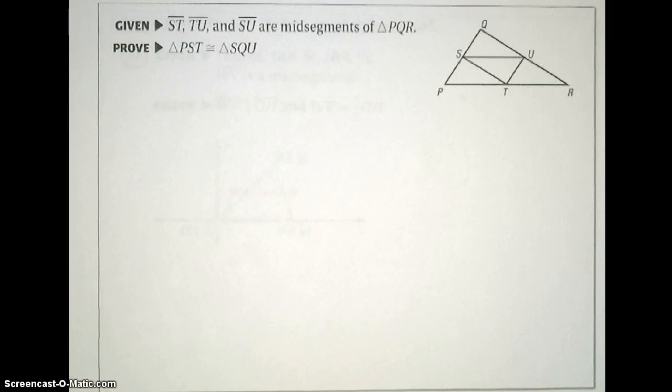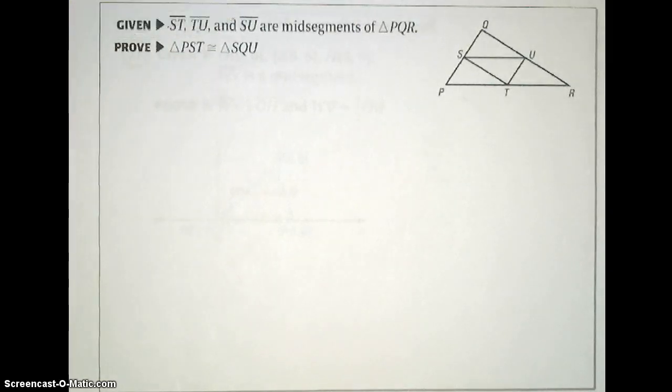Here we're going to look at some different types of proofs and other types of problems that you can use the mid-segment theorem for. This example is a proof. It's a triangle proof that's going to be using the mid-segment theorem. We're given that ST, TU, and SU are all mid-segments of PQR.